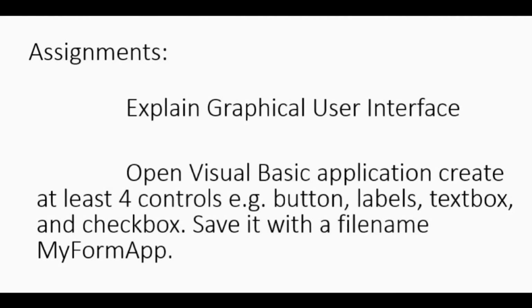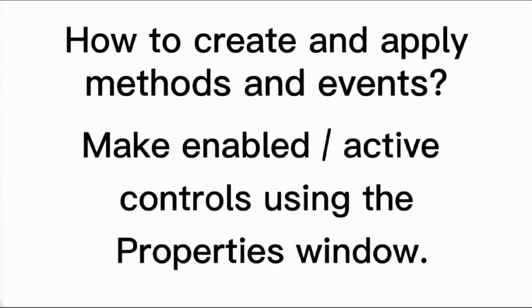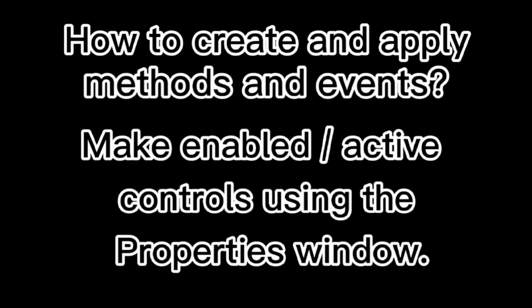For your hands-on activity, you have to open Visual Basic application, create at least 4 controls like the buttons, labels, text box, and checkbox. Save it with the file name myform app. Do you have an idea of what will be our topic for the next lesson? We will study or explore how to create graphical user interface or how to apply methods and events using the properties window, make enabled or active controls through the use of the property window of Windows Forms application.